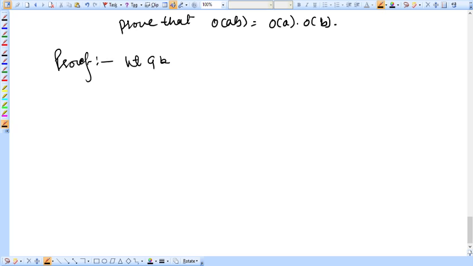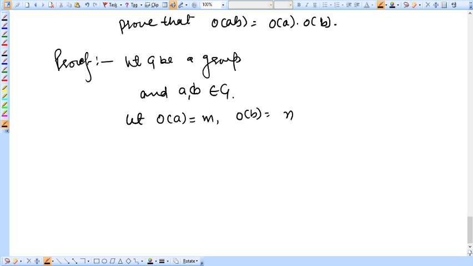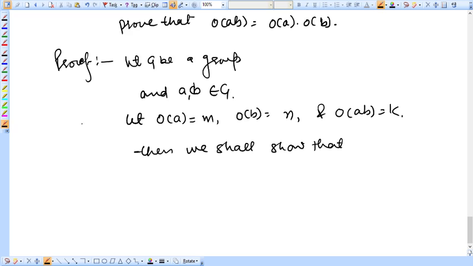Proof. Let G be a group and A, B belongs to G. Let order of A is equal to M, order of B is equal to N, and order of AB is equal to K. Then we shall show that order of AB is equal to order of A into order of B. So this is equal to K, this is equal to M, so we shall show that K is equal to M into N. How are we going to show this? We are going to prove that MN divides K and K divides MN.